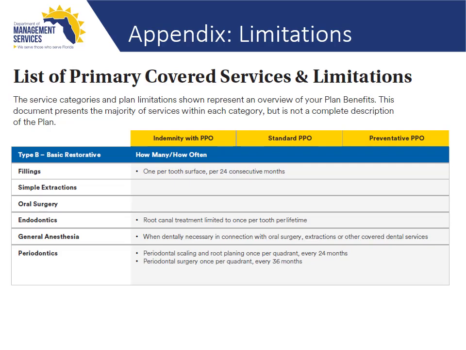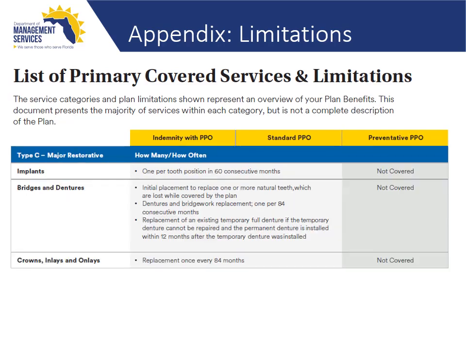Fillings, 1 per tooth surface per 24 consecutive months. Simple extractions, oral surgery. Endodontics, root canal treatment limited to once per tooth per lifetime. General anesthesia, when dentally necessary in connection with oral surgery, extractions, or other covered dental services. Periodontics, periodontal scaling and root planing once per quadrant every 24 months. Periodontal surgery once per quadrant every 36 months.